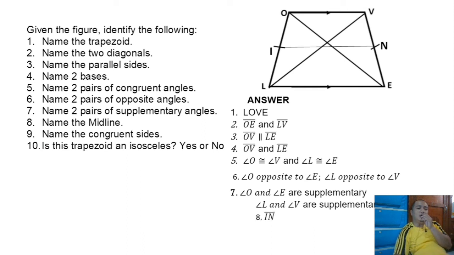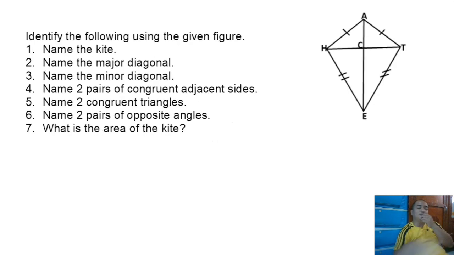Number 8, IN is the midline. Midline, median, midsegment, they are the same. Number 9, name the congruent sides. Of course, the legs are equal. LO is congruent to BE. And is this trapezoid isosceles, yes or no? Yes, it's an isosceles trapezoid because the legs are congruent.